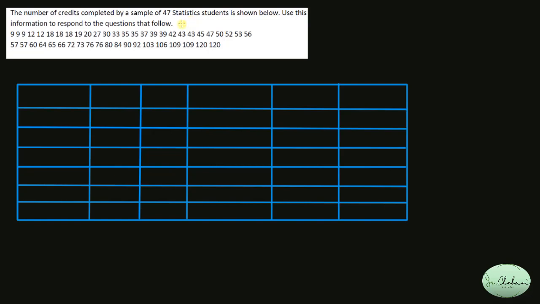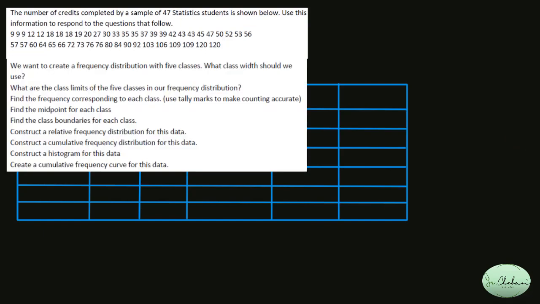So the first question is, let's look at the questions. Question number 1 is that we want to create a frequency distribution. The question is, what class width should we use? We want our frequency distribution table to have 5 classes. So what class width should we use?